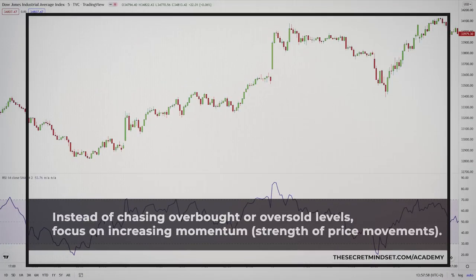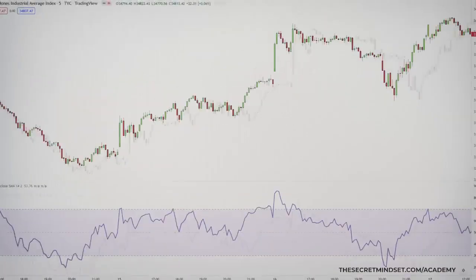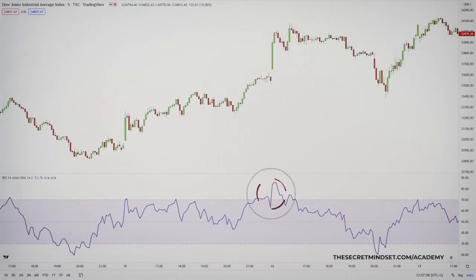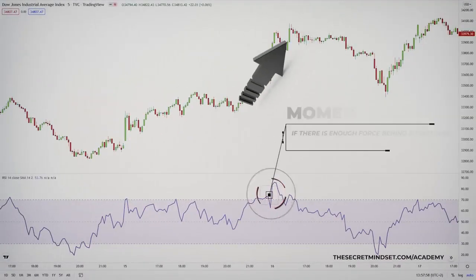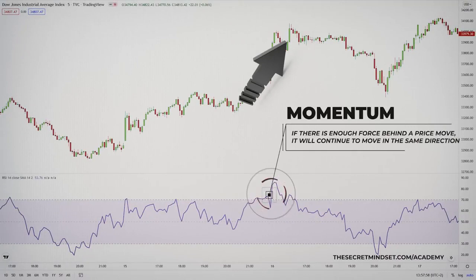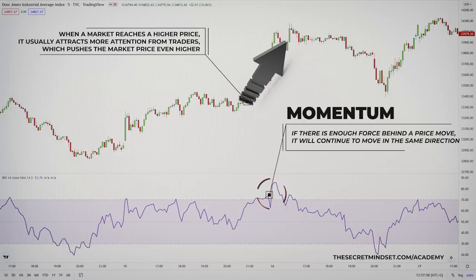Momentum trading is a strategy that focuses on the strength of price movements. It is based on the idea that if there is enough force behind a price move, it will continue to move in the same direction. When a market reaches a higher price, it doesn't mean it's overbought. On the contrary, it usually attracts more attention from traders, which pushes the market price even higher.